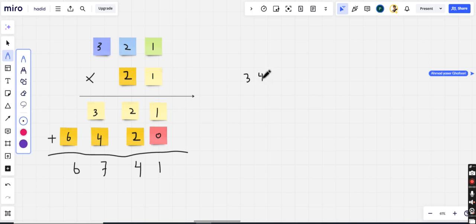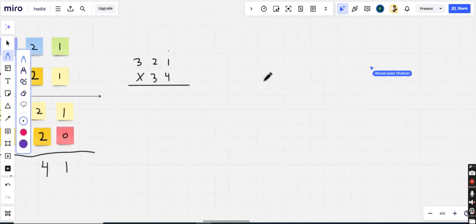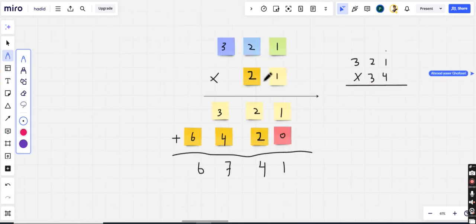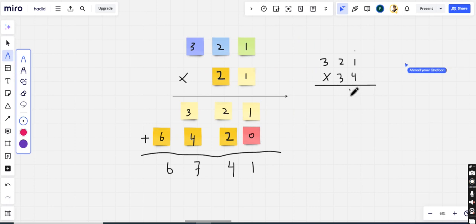Similarly, let's try something else. 3 and 4 we multiply with 1, 2, 3. The 1, 2, 3 means I take the simple questions. So 4 times 1 we get 4. 4 times 2 we get 8. 4 times 3 we get 12.